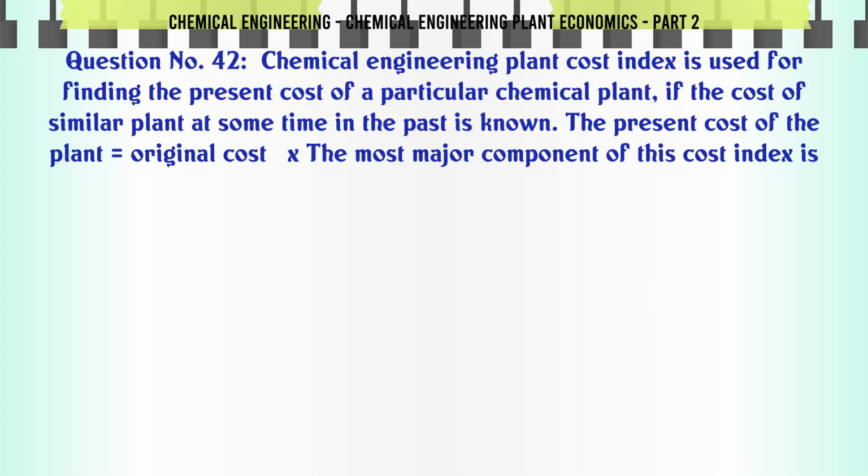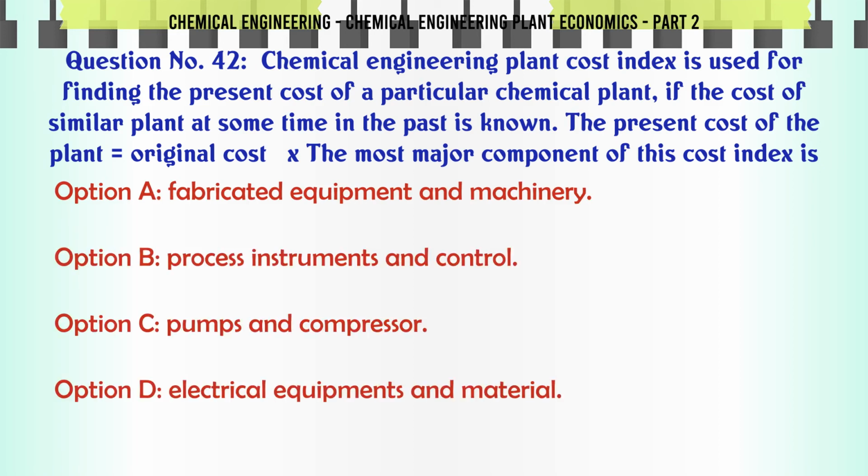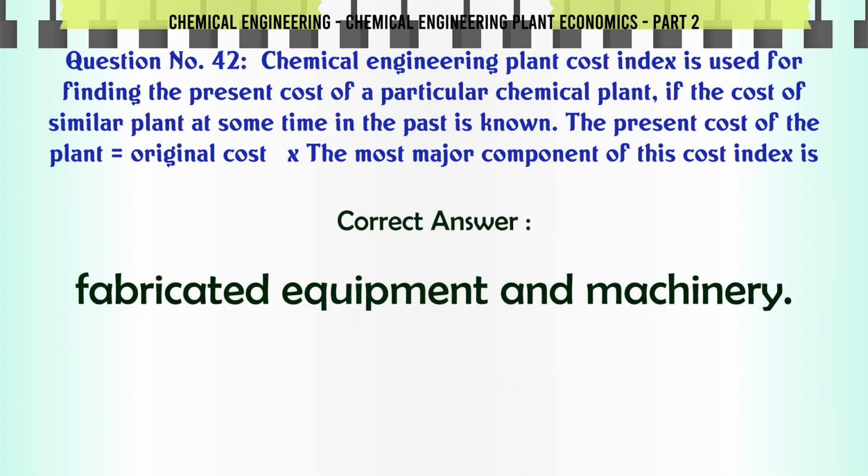Chemical engineering plant cost index is used for finding the present cost of a particular chemical plant if the cost of similar plant at some time in the past is known. The present cost of the plant equals original cost times the index ratio. The most major component of this cost index is A. Fabricated equipment and machinery. B. Process instruments and control. C. Pumps and compressor. D. Electrical equipments and material. The correct answer is fabricated equipment and machinery.